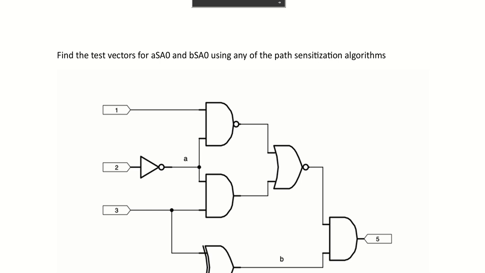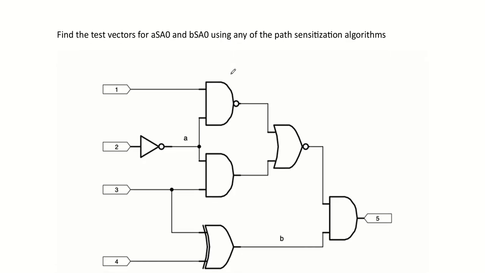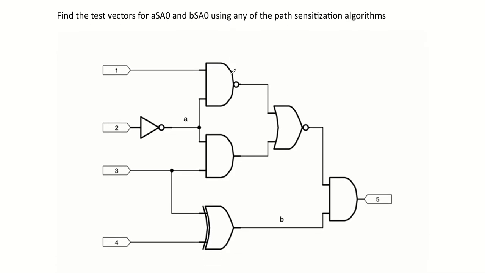So we'll take another one on path sensitization. We are trying to detect faults in this circuit. You realize it's quite a huge circuit, and you were given that you had to find the test vectors for A stuck at 0 and B stuck at 0 as well, using any of the path sensitization algorithms.